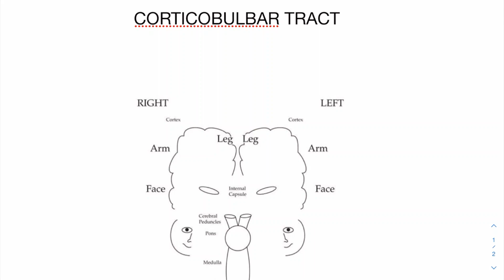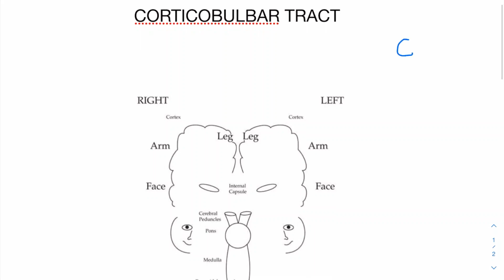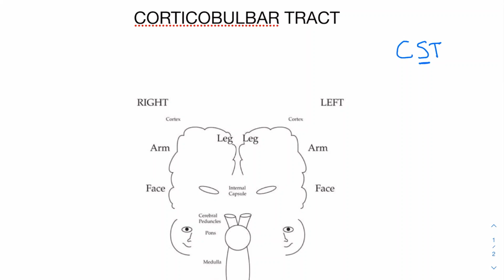Our corticobulbar tract. Now this tract is very similar to our corticospinal tract, being that it is the motor pathway to our muscles, although rather than terminating in our spine, our corticobulbar tract will terminate in our brainstem, and it will control the muscles of mainly our face via our cranial nerves.